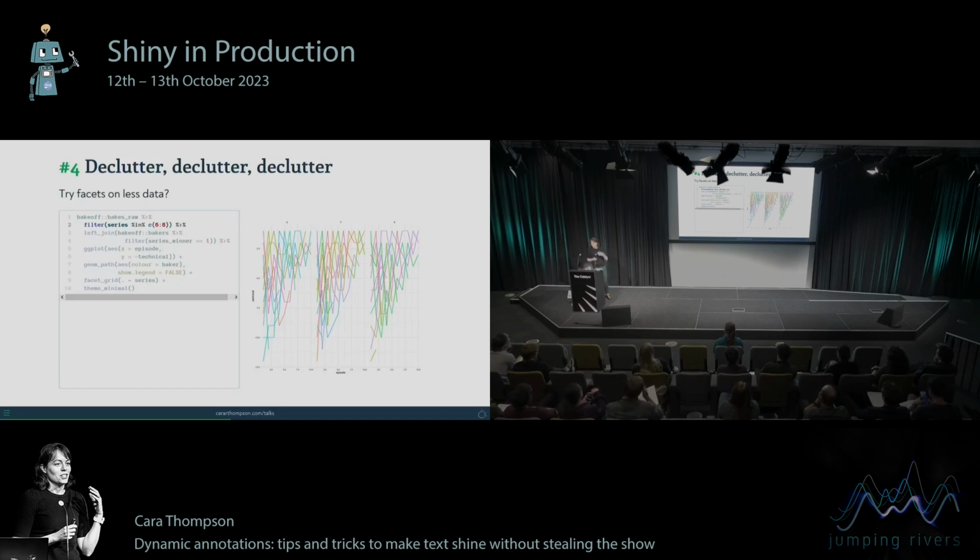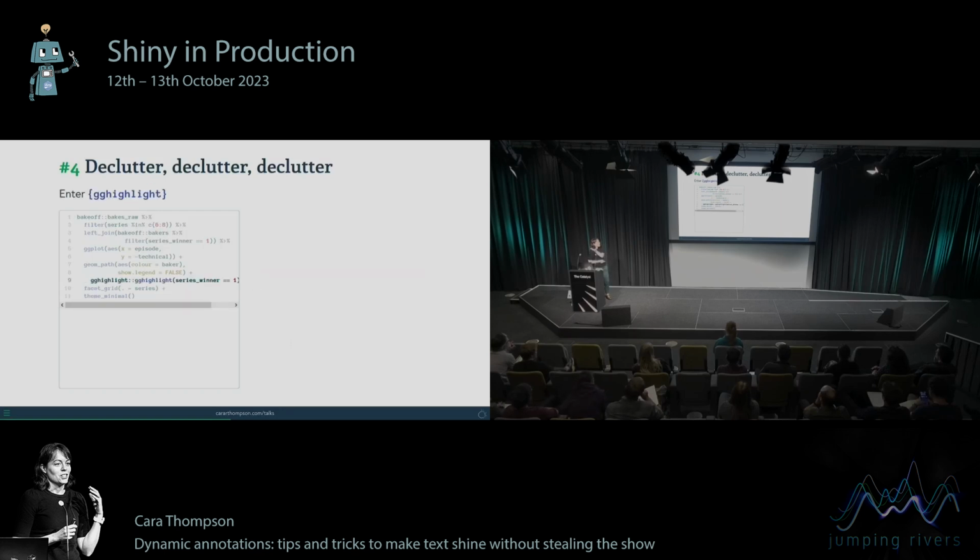So we need to focus in on the story. Okay, what is the main story that we want to tell? I think I want to look at how the winners did. Okay, so how did the winner of each series progress through the technical challenges? This is where we bring in GG Highlight. So GG Highlight is absolutely brilliant if you want to just show one line or one set of data points and how they compare to everything else. And you make everything else the background, and you're just coloring the one that you're interested in.